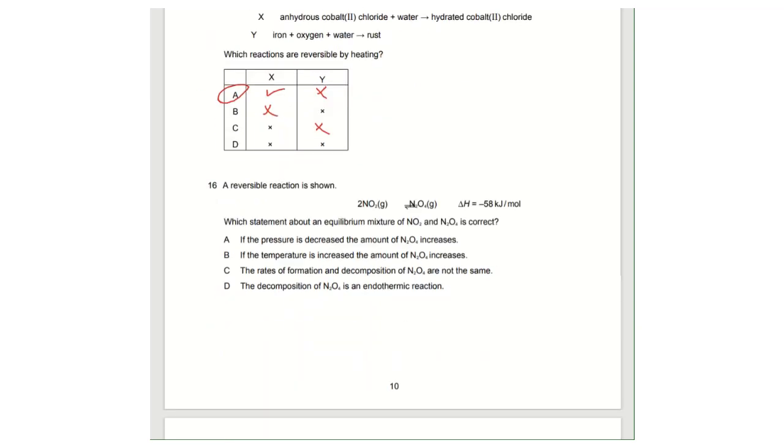Which statement about an equilibrium mixture of NO2 and N2O4 is correct? The forward reaction is exothermic. You must remember that the delta H sign is negative. If pressure is increased, the amount of N2O4 increases. This is possible because of more particles to fewer particles. If the temperature is increased, the amount of N2O4 increases? No, the forward reaction is exothermic, and the backward is endothermic. So increase in temperature will reverse the reaction.